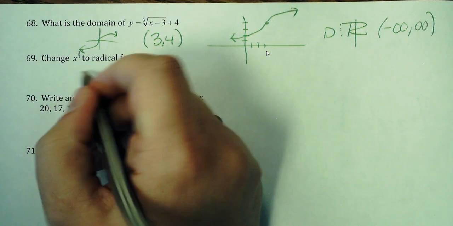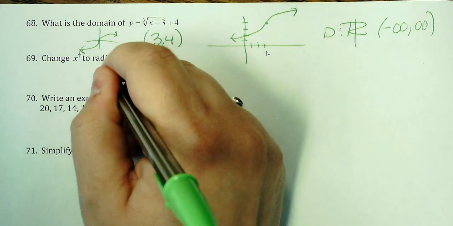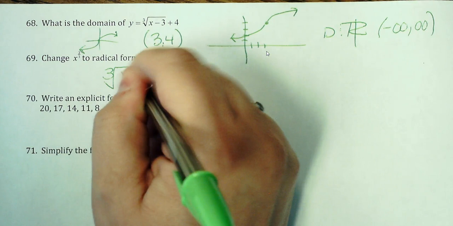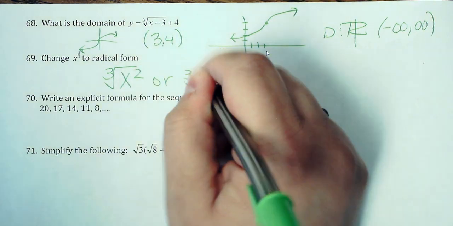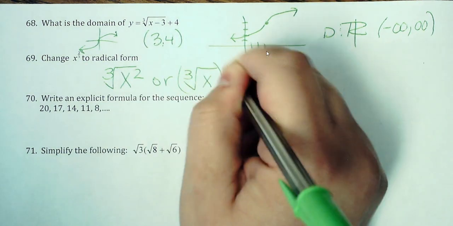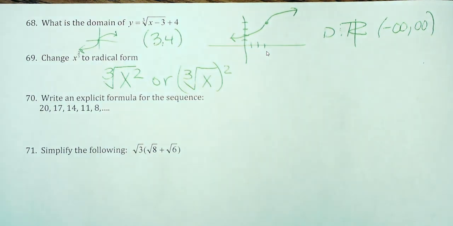Okay, changes to radical form, I call this bottom out. The bottom of the fraction becomes the root. You could also write this like that. Both of those are acceptable notation.